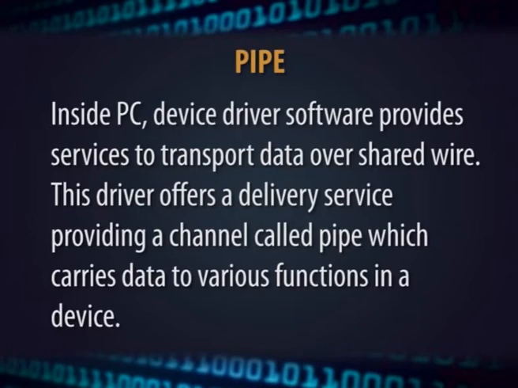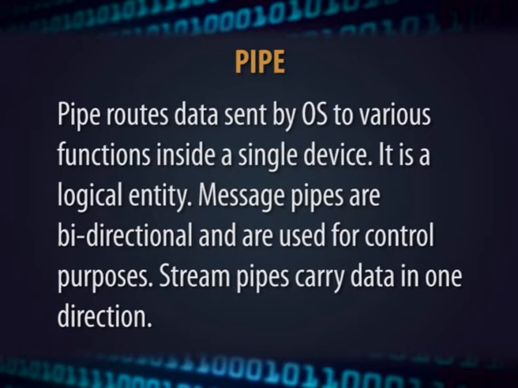Pipe. Inside PC, device driver software provides services to transport data over shared wire. This driver offers a delivery service providing a channel called pipe which carries data to various functions in a device. Pipe routes data sent by OS to various functions inside a single device. It is a logical entity. Message pipes are bidirectional and are used for control purposes. Stream pipes carry data in one direction. A USB device can have 16 pipes coming into its host controller and 16 going out of the controller.